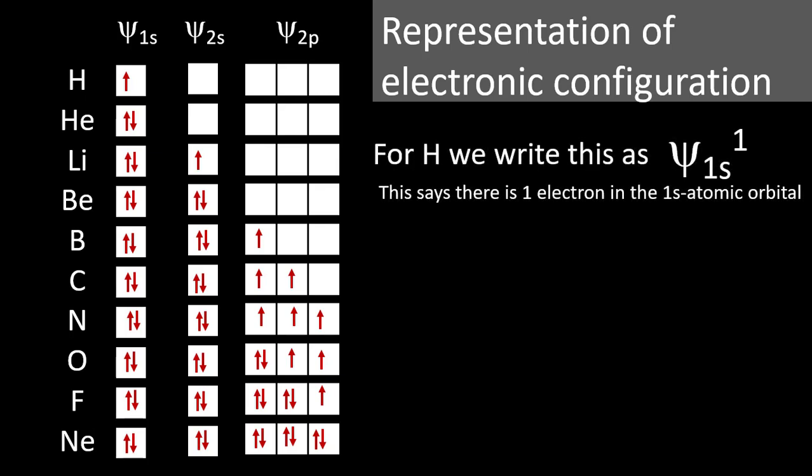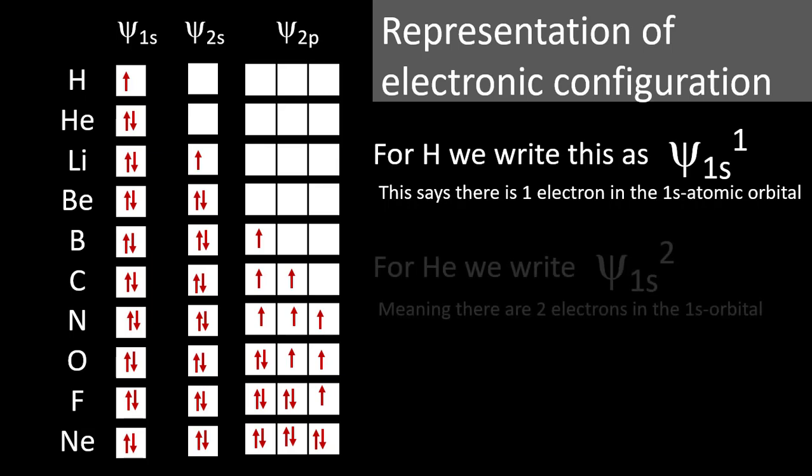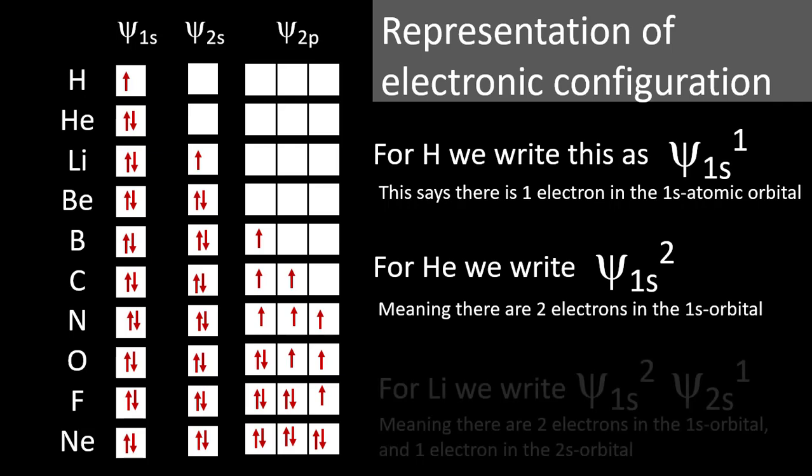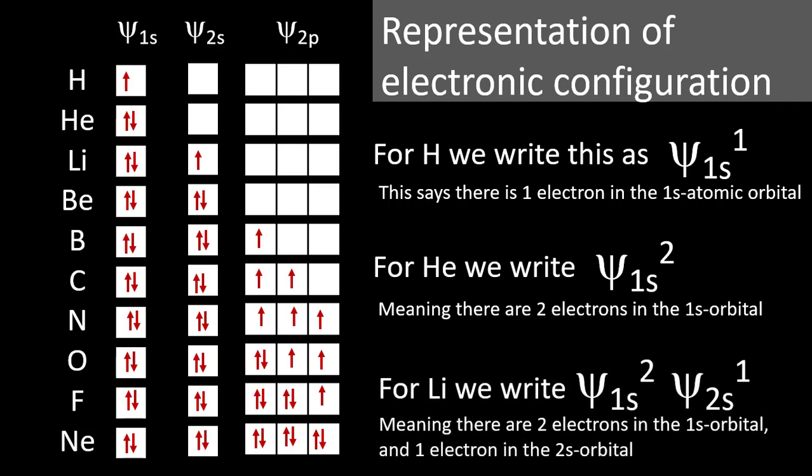So the electronic configuration for hydrogen could be written as psi 1s superscript 1. For helium, it would be psi 1s superscript 2. And for lithium, where we need to use 2 orbitals, we just write this down as a sequence. So the configuration for lithium becomes psi 1s superscript 2, psi 2s superscript 1. This is easily written, and much more explicit as to where the electrons are.